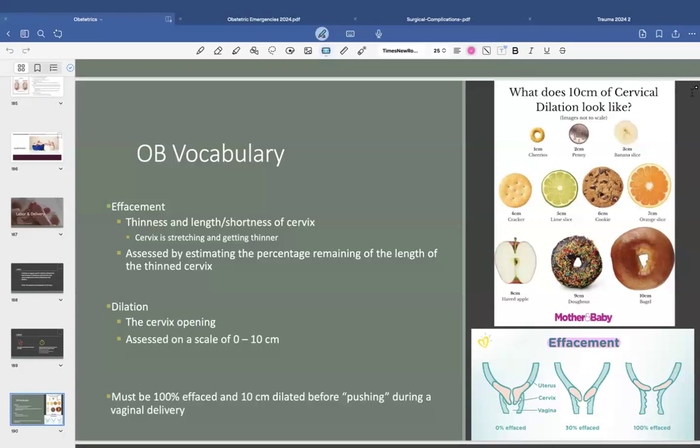So your cervix goes from closed, to Cheerio, to bagel. And that's when the head and the body can work. In order for a mom to start pushing for a vaginal delivery, you have to be 100% effaced and 10 centimeters dilated. So that's when you'll hear terms like 100% effaced, 6 centimeters dilated, 10 centimeters dilated. That's what they're talking about.